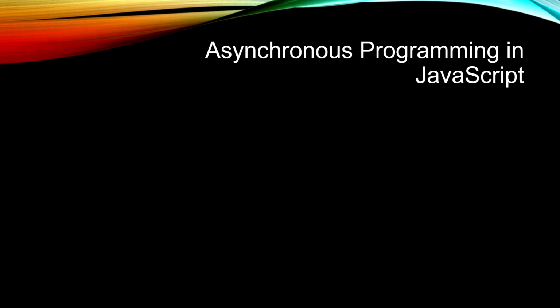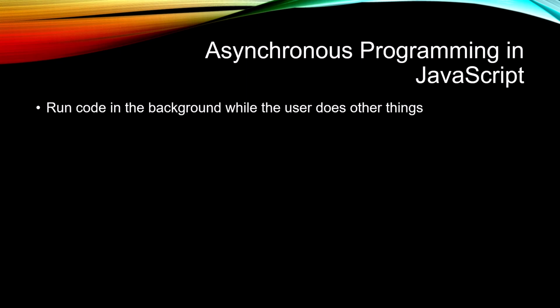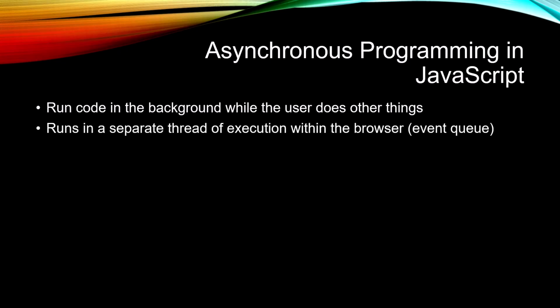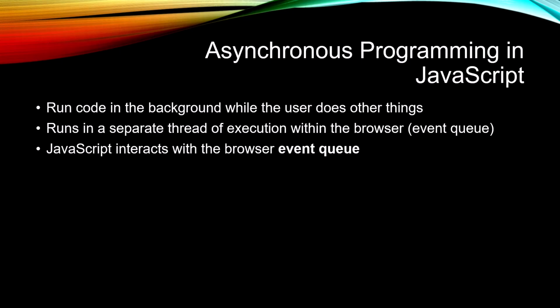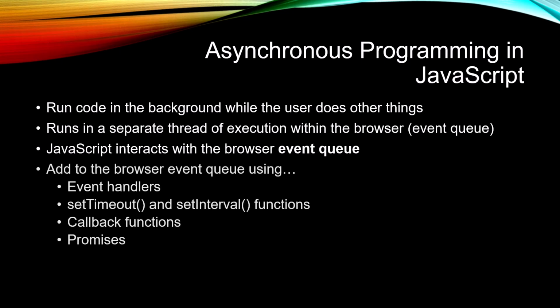This is the start of asynchronous programming because we're going to be able to run code in the background while the user does other things. That's what asynchronous programming means. So if we can run things in a separate thread of execution within the browser, for example, that event queue, JavaScript can interact with that browser's event queue, and it can add to the browser's event queue using event handlers, the setTimeout and setInterval functions, with callback functions, and with promises. So this is how we're going to start getting to asynchronous programming.